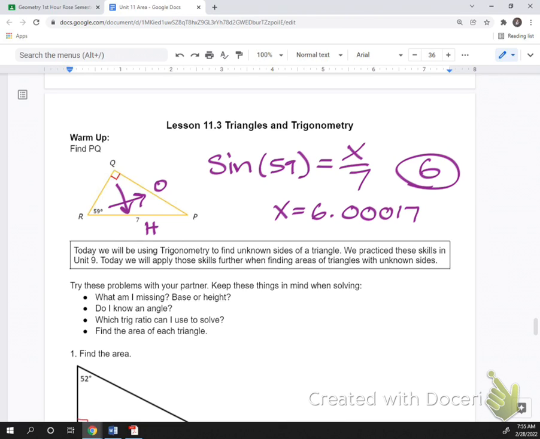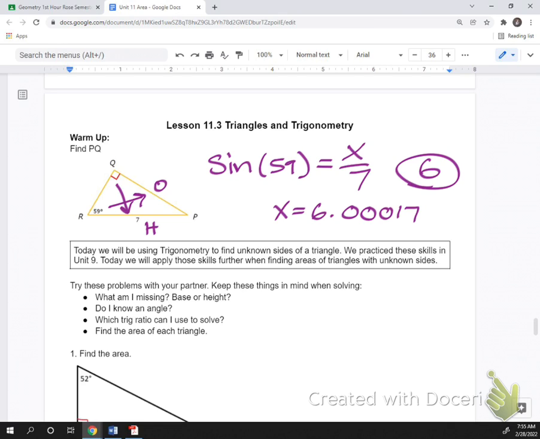You should have used sine. You should have labeled PQ as the opposite from 59. And then I would have labeled my hypotenuse across from my 90-degree angle, which is 7. You're solving for the unknown opposite side. You should have got about 6 questions.